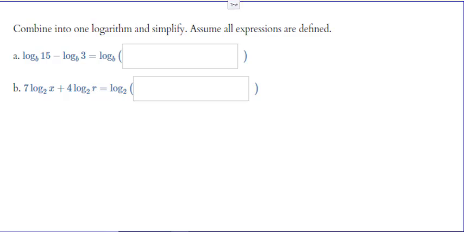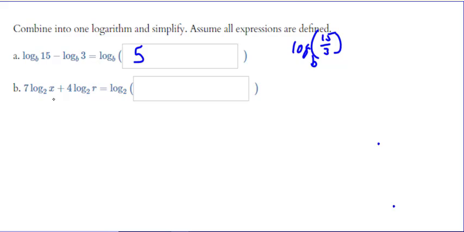Combine into one log and simplify. Assume all expressions are defined, meaning they exist. If we're going to do this, we have two logs with the same base, separated by subtraction. So really that's log base b of 15 over 3. And 15 over 3 is nothing more than log base b of 5.